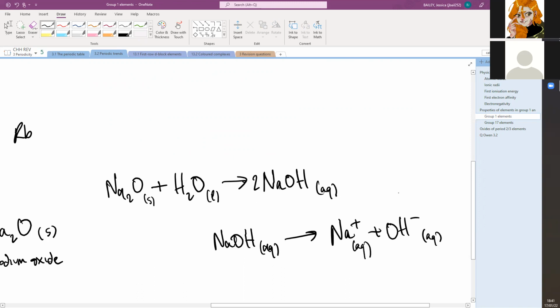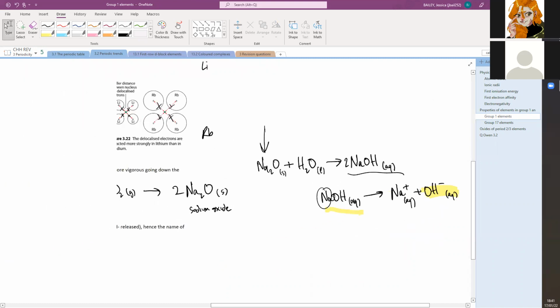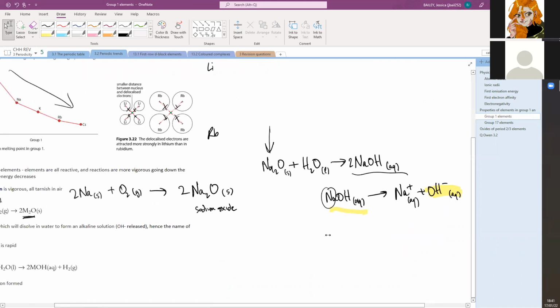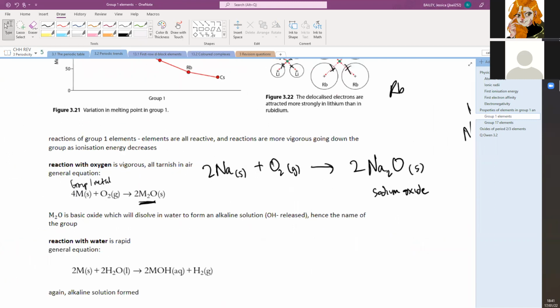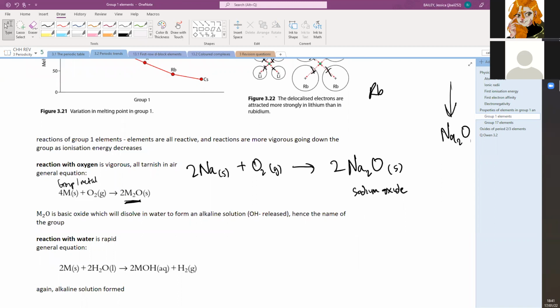And anything that releases OH is a base. So sodium hydroxide is a base, which is why we call sodium an alkali metal, because when it's in its oxide form and it reacts with water, it will give me a basic substance. So that's where we get that name alkali metal from. And so you don't have to remember that reaction, just remember this one. But that reaction comes from topic 8, so you should know it as well.